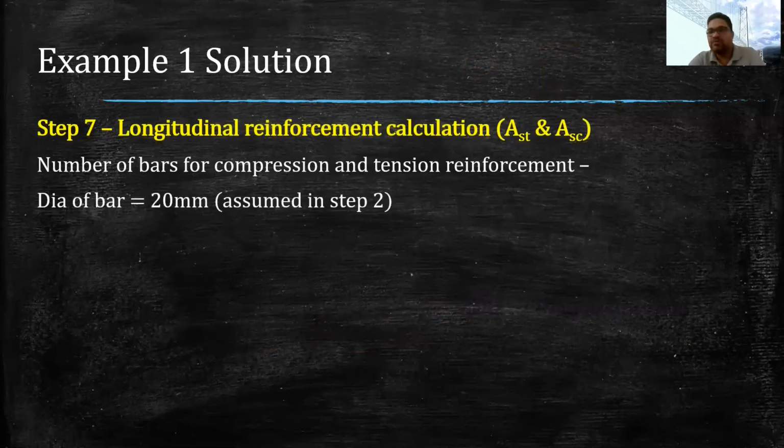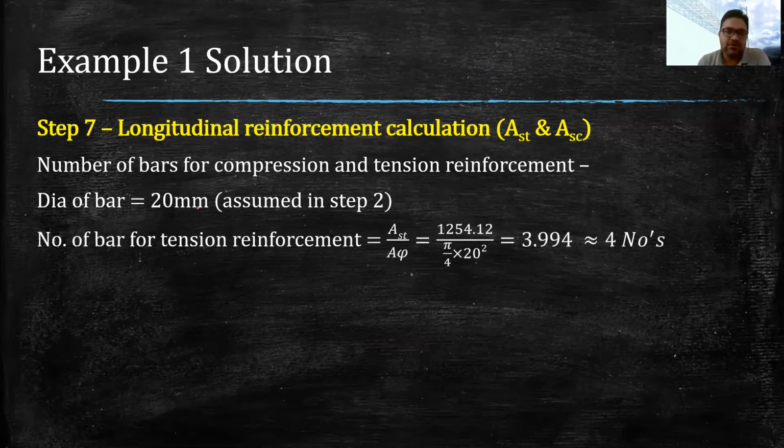So first of all, we will calculate the number of bars for the tension reinforcement. As I said, the dia of bar is already assumed as 20 mm. The number of bars for tension reinforcement can be calculated by this formula, where AST is the AST required and A phi is the area of cross section of 1 bar. AST required is 1254.14 and the area of cross section of 1 bar is pi d square by 4, where d is the dia of bar, which is 20. After this we get the number of bars as 3.994. So it is just less than 4.